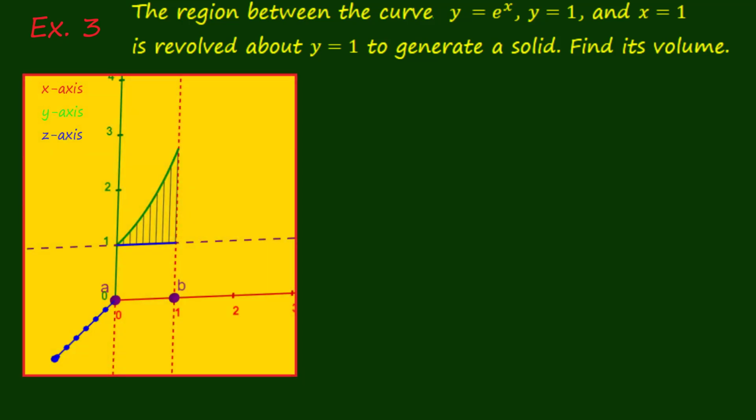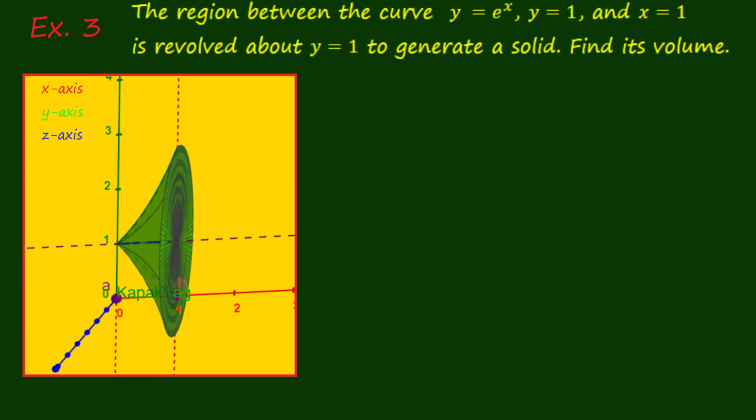Here, we have the region bounded by y equals e to the x, y equals 1, and x equals 1. We revolve this region about the line y equals 1. Here, as you see, the line y equals 1 is one of the bounds. So when we revolve the region, there is no hole inside the object. That's why we can use the disk method.